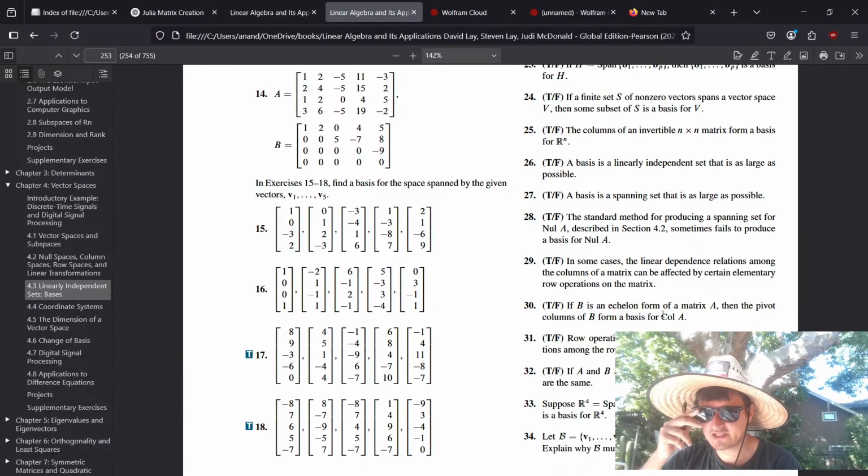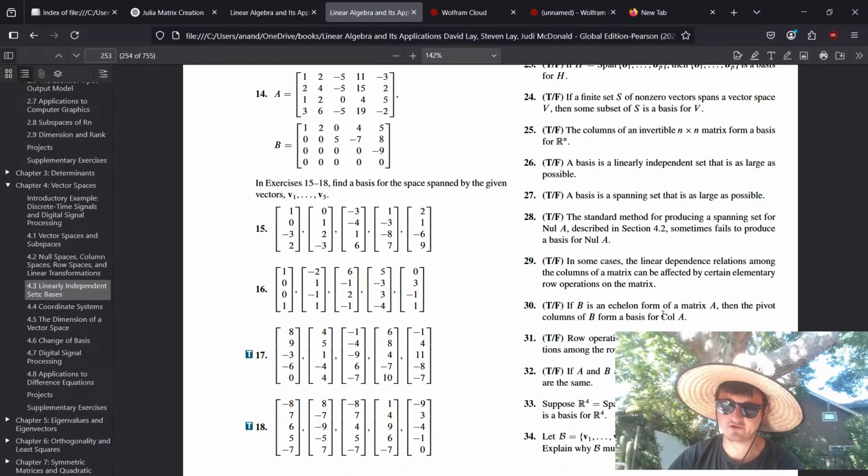All right. In some cases, the linear dependence relations among the columns of a matrix can be affected by certain elementary row operations. That's false. If B is an echelon form of A, then the pivot columns of B form a basis for the column space of A. That's false. The row operations are not guaranteed to preserve column space.